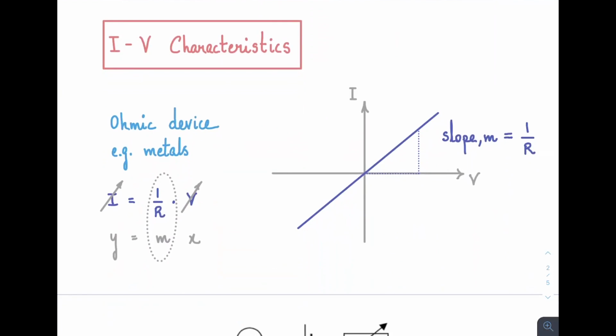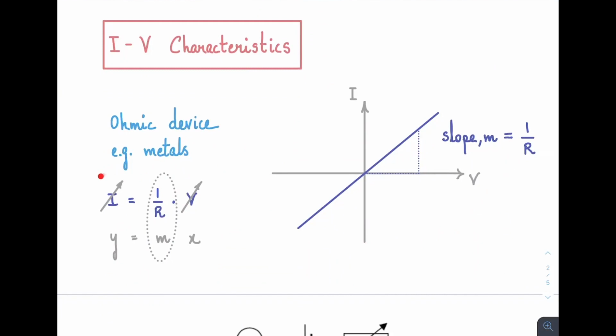Ohm's law is found to be obeyed by metals. The IV characteristics of an ohmic device, meaning the relationship between current and voltage, or in other words, a graph of I against V, is a straight line passing through the origin with gradient equal to 1 on R.